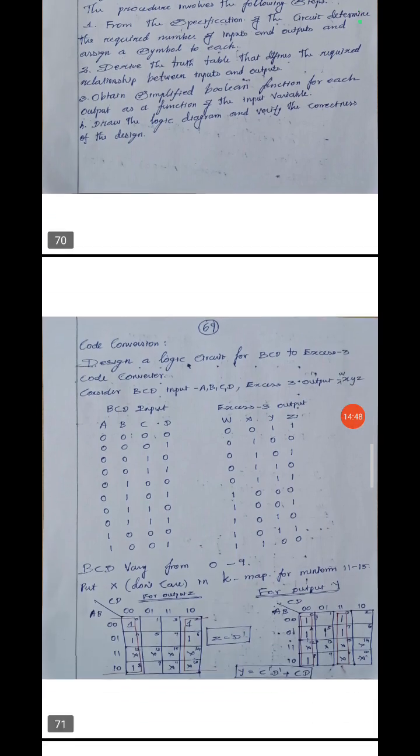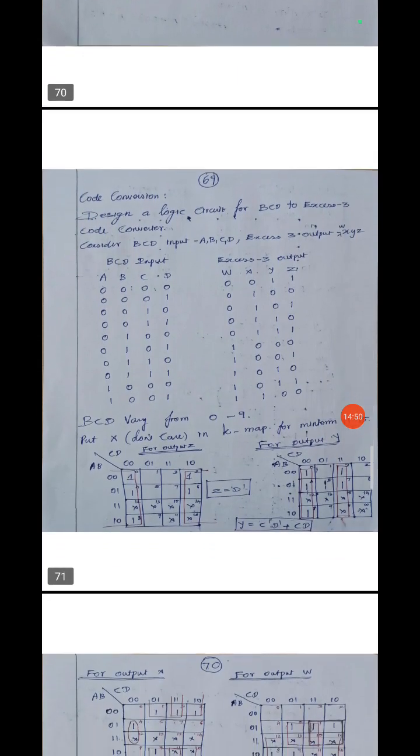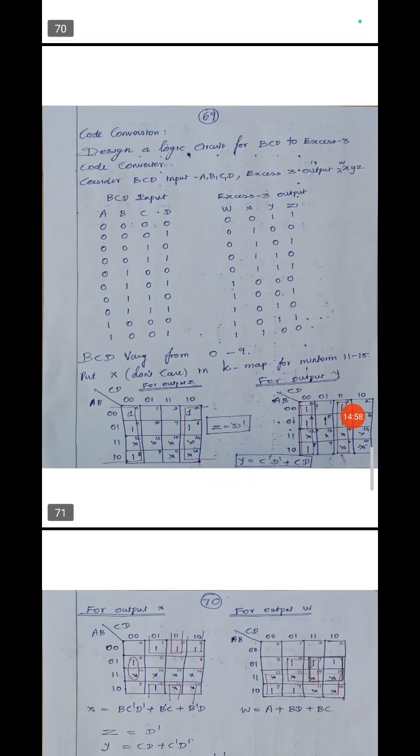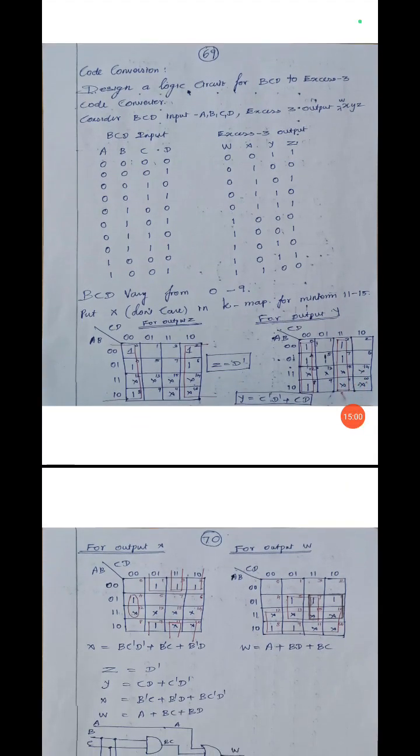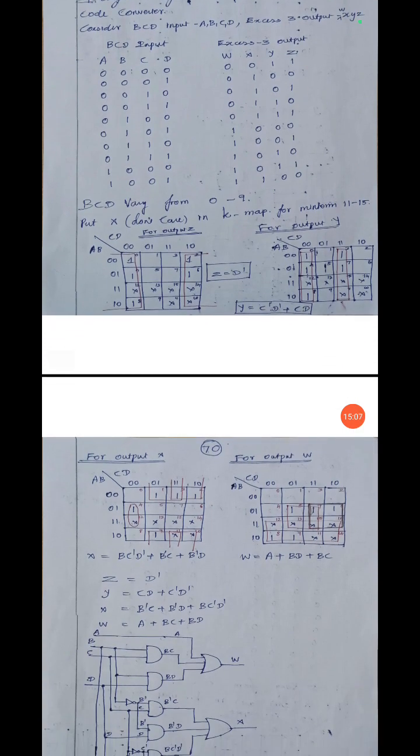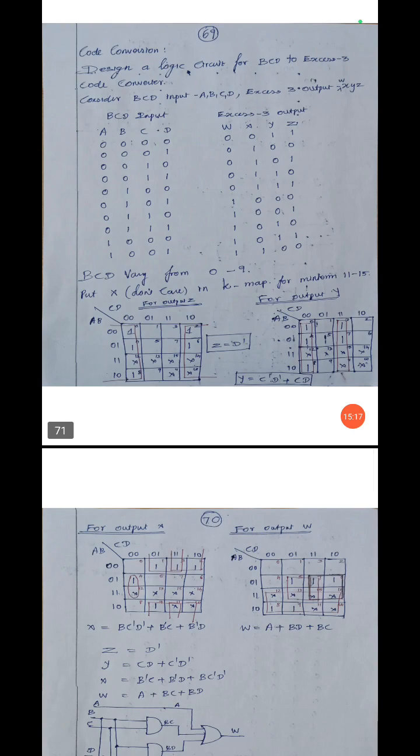Sometimes they will ask it in 2 marks also. This is one example: design a logic circuit for a BCD to XS3 code converter. This is one of the important questions. On this side is the BCD code, on this side the XS3 code. Then you have to form a K-map for W, X, Y, Z, and you get 4 equations for W, X, Y, Z. Then by using those equations you have to form the circuit. So this is a design.